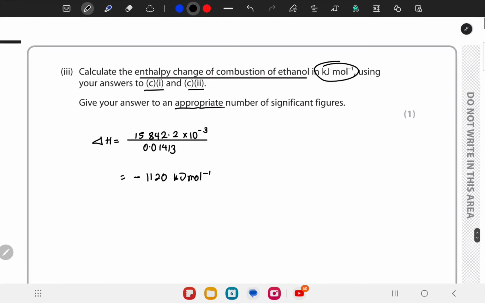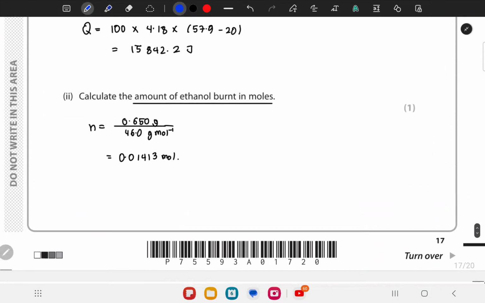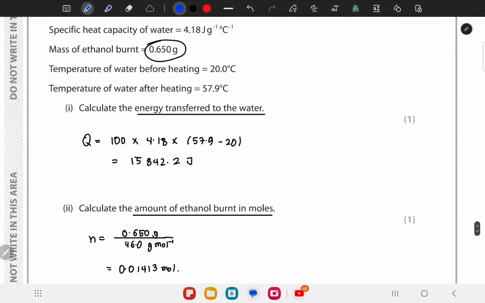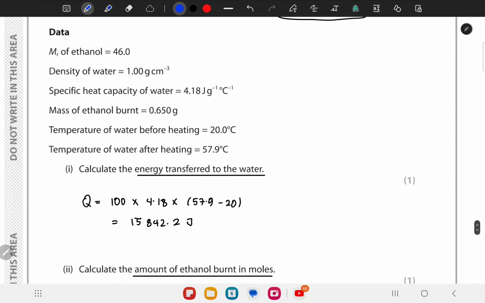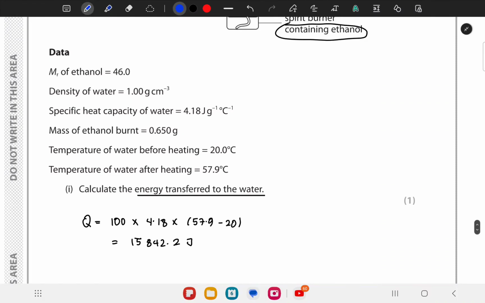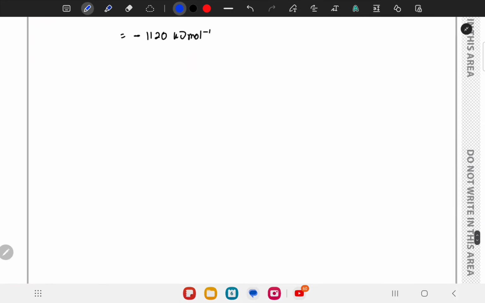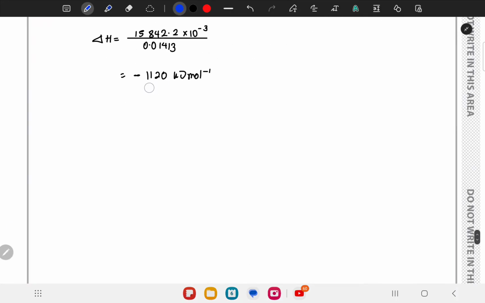Now in this question we are given this detail as well, so we have to give our answer to an appropriate number of significant figures. The appropriate number of significant figures is the number of significant figures in the data value with the lowest number of significant figures. In this case, all of the data is given in 3 SF. So every value we see over here is given in 3 significant figures. So our answer should also be in 3 significant figures, which we have done.